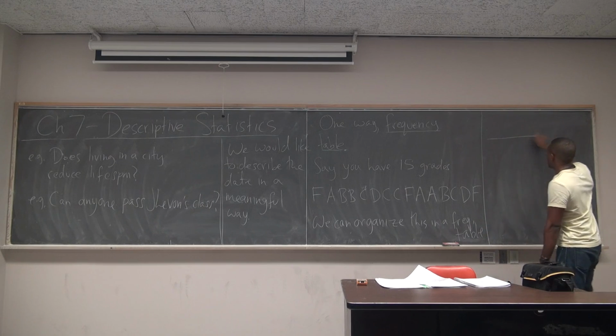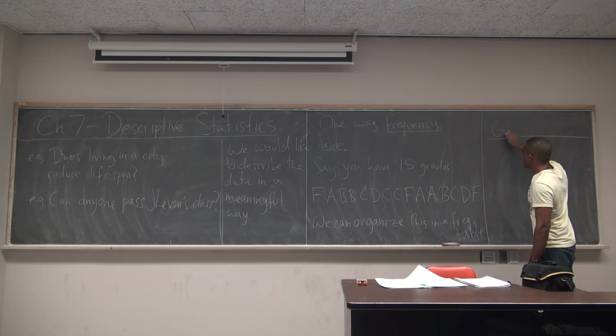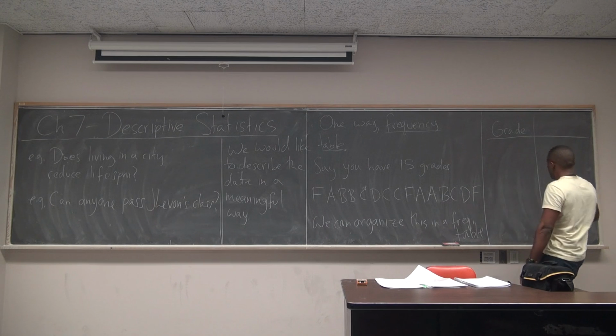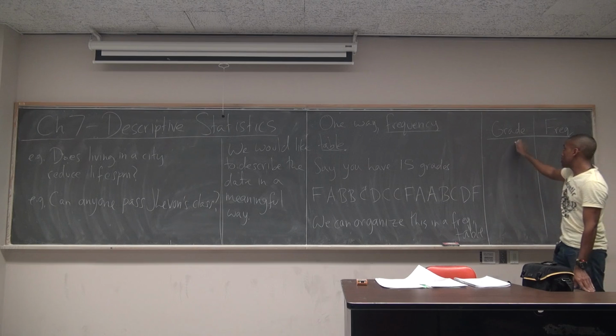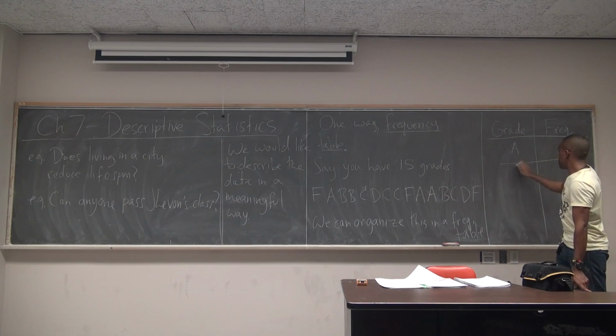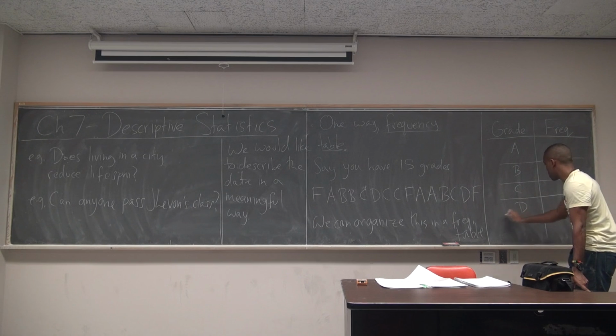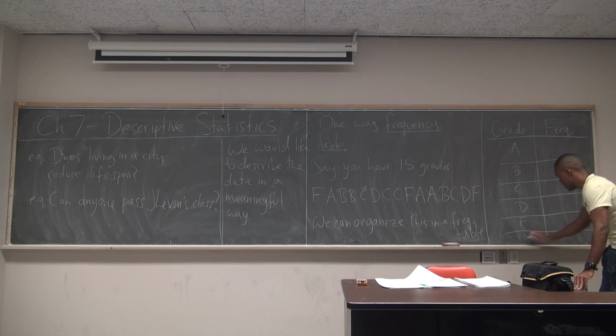So I can look at something like this. I can look like grade, and then I can put frequency, the number of times that grade shows up. So I can have an A, B, C, D, F. And these should all add up to a certain total.